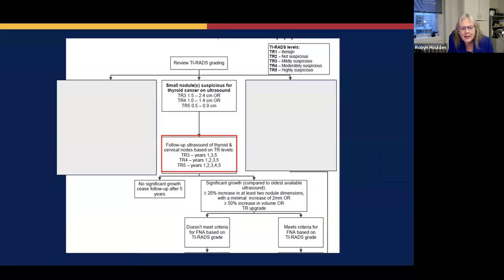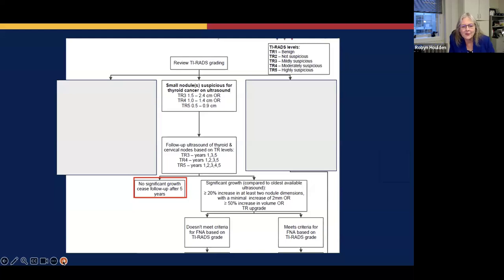Okay, so as I say, some of these, if they're not growing in 5 years, really stable, we get to stop. But if there is a significant increase in size and the definitions there, then we're going to want to keep watching these guys. And some of them will finally meet the criteria for biopsy, and others will just have to keep watching a little bit longer. Okay, and then the next slide. The next one, oh yeah, that's just me saying no growth, 5 years, you can stop.